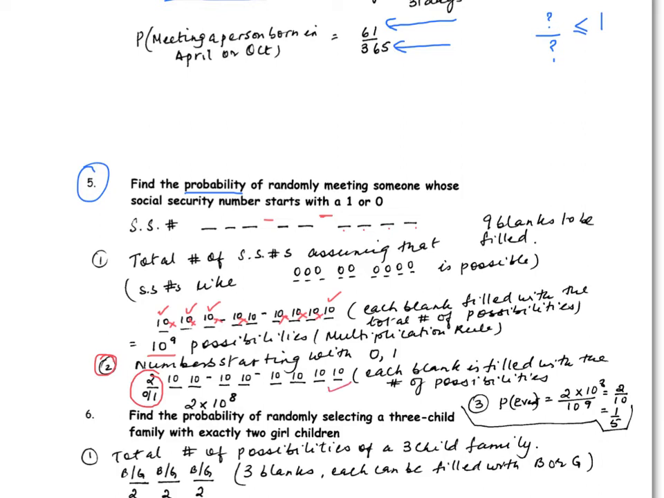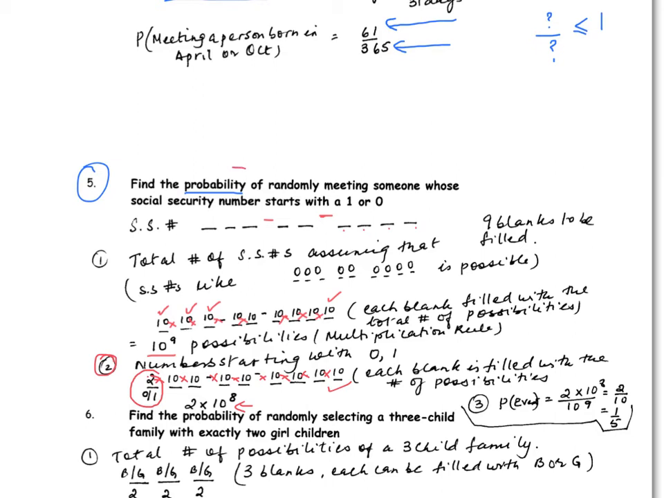So we have 2 ways of filling the first blank and 10 ways each of filling each of the other blanks. So using the multiplication principle, the number of ways of filling every single blank so that the number starts with a 0 or a 1 is 2 times 10 times 10 times 10 times 10 times 10 times 10 times 10 times 10. So that's the multiplication rule if all blanks have to be filled. So that is 2 times 10 to the 8th power.